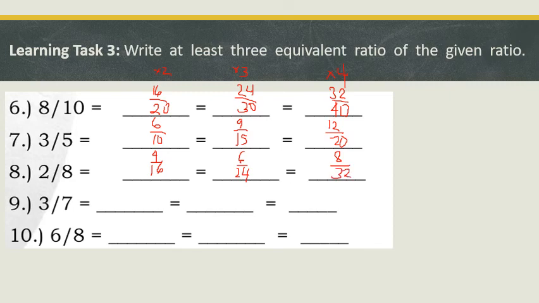Then number 9, we have 3 is to 7. So 3 times 2 is 6, 7 times 2 is 14. So times 3 naman. 3 times 3 is 9, 7 times 3 is 21. So times 4. 3 times 4 is 12, 7 times 4 is 28. Then we have number 10. 6 times 2 is 12, 8 times 2 is 16. So times 3, 6 times 3 is 18, 8 times 3 is 24. And times 4, 6 times 4 is 24, 8 times 4 is 32.